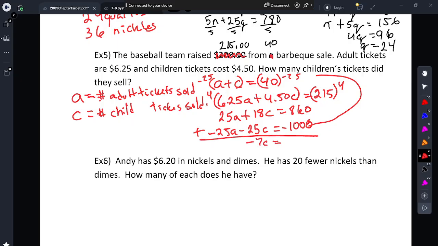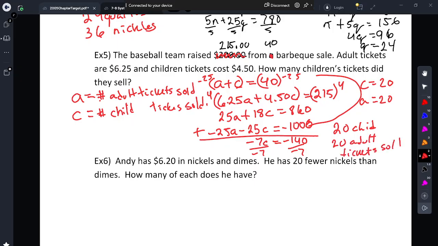Now you're like, well, you can't have negative children. Yeah, but the sum is negative also, so you could. And I think this is negative 140 if I'm not mistaken. And a negative divided by negative is going to go positive. We can't have negative children's tickets, right? So negative 7, negative 7. So C is 20, which makes A 20. So 20 child and 20 adult tickets sold, right? Easy?